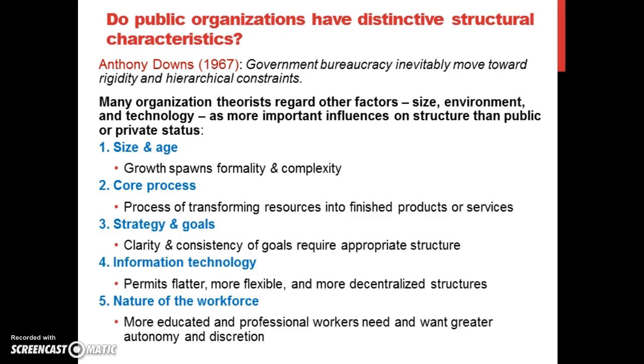Economist Anthony Downs argues that government bureaucracy inevitably moves toward more hierarchy. However, recent studies show that other factors such as size, environment, and technology have more impact on organizational structure than public or private status. For instance, beyond the public-private distinction, larger size and older age of an organization will lead to higher degrees of formality and complexity. Also, the final product of an organization will determine the organizational structure.